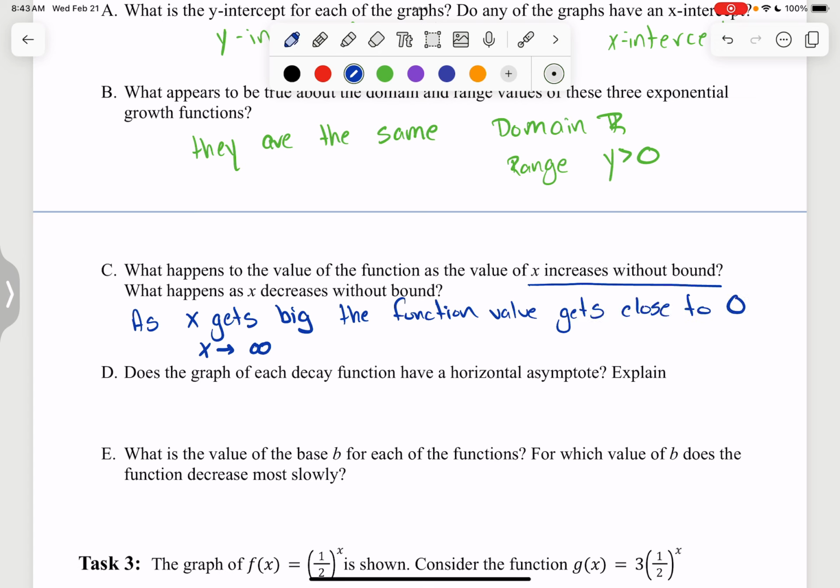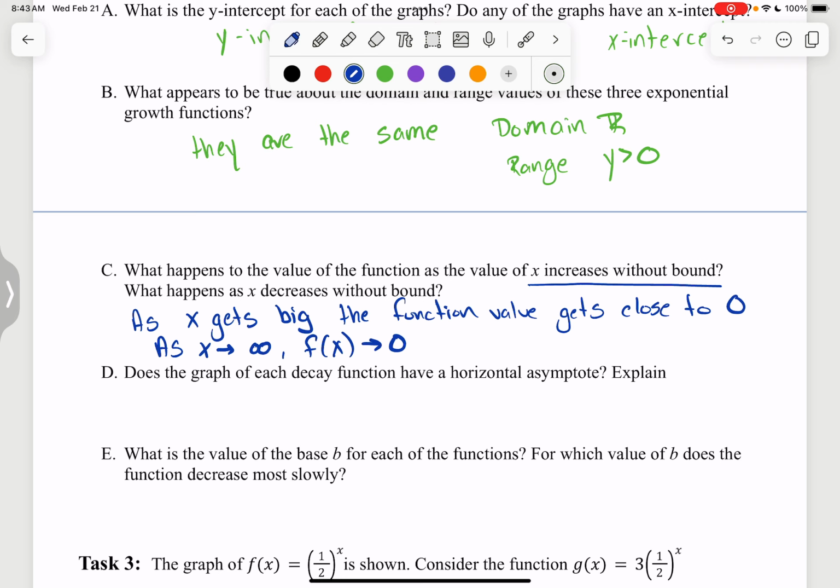So how we would write that, as x goes to infinity, that's saying as x gets big, f of x goes to 0. It doesn't actually equal 0, but it gets really close to 0. So here's our way of saying as x gets big, the function goes to 0.